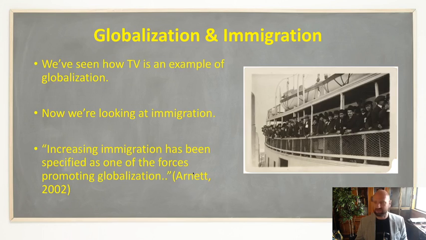So here are just some slides to give a bit more context. We're looking at immigration as the example of globalization. And this is a pretty good quote that shows immigration is a driving force behind globalization.